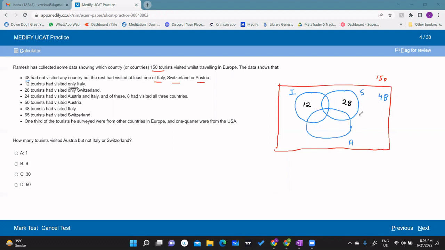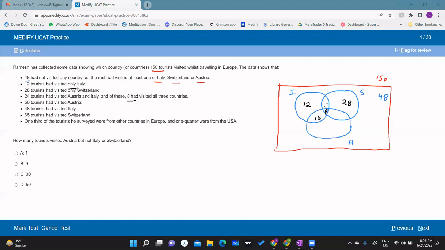24 tourists had visited Austria and Italy. So Austria and Italy is this entire part. This entire part is 24. And of these, 8 had visited all three. So out of these 24, 8 have visited all three. So 8 would be here, and this entire part would be 24. So you would have to do 24 minus 8, and that I believe is 16 would be here. So this entire Austria and Italy becomes the 24 part, and 8 becomes the all three part.